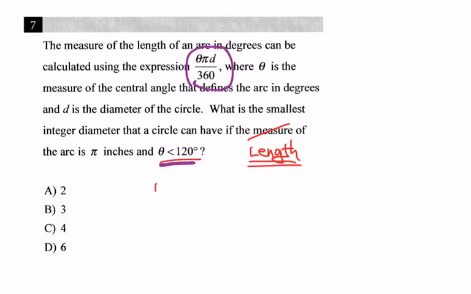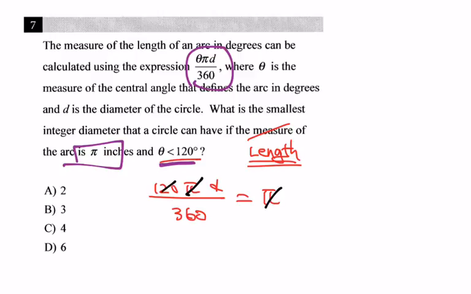So now, what we end up getting is 120 in place of theta, pi d, which we are looking for, over 360, should be compared to pi, because that's what they said. Length of the arc is pi. Now pi cancels out, and 120 and 360 cancel, and we realize that d would have been equal to 3, so that everything would be satisfied.